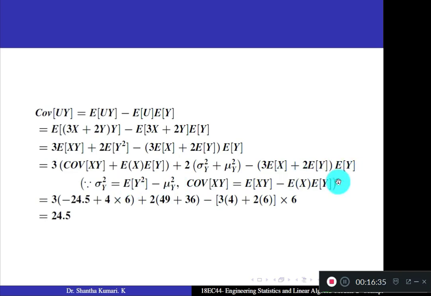Now all terms are known. Expectation is nothing but mu, mean. All terms are known. Substitute and calculate. You get the answer 24.5.